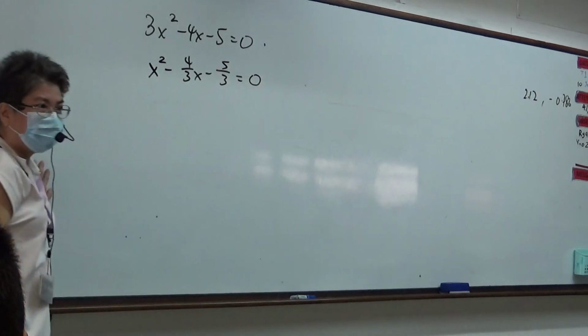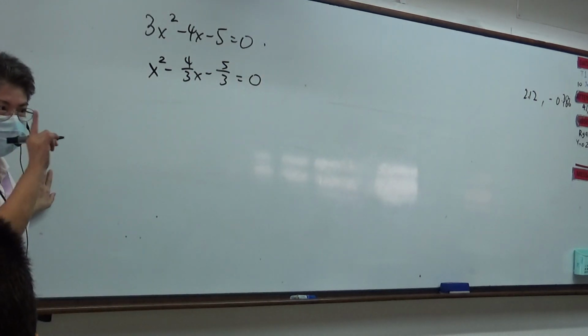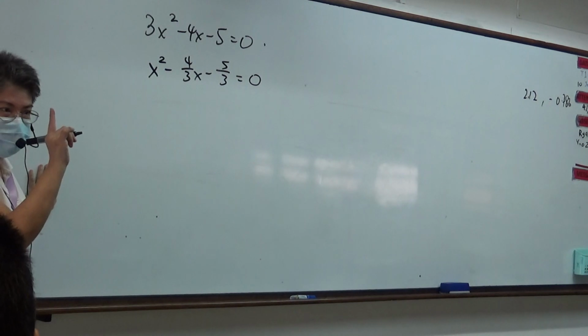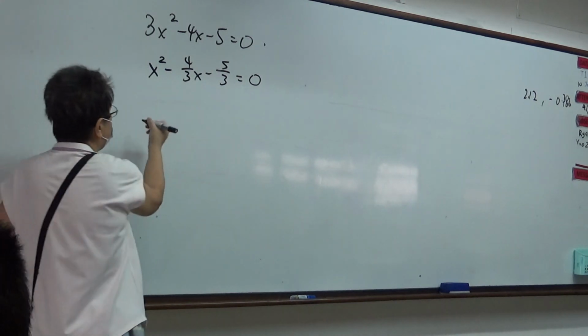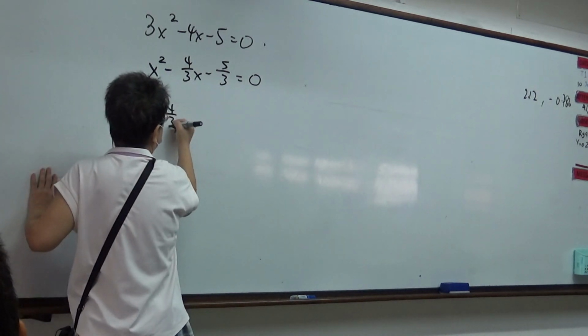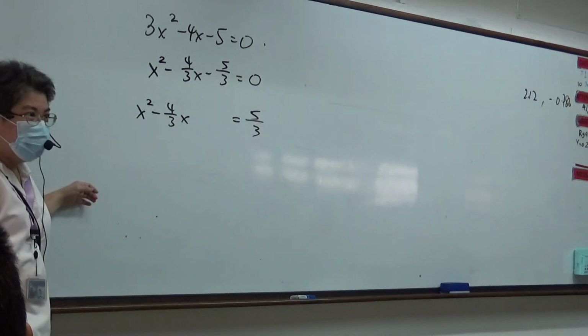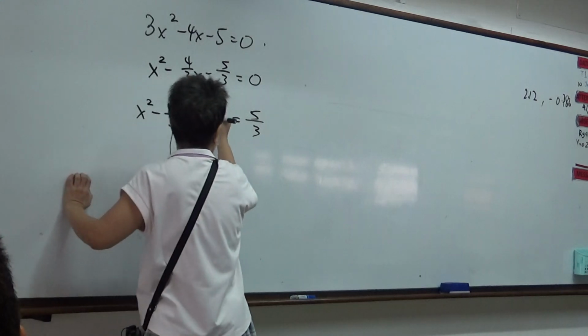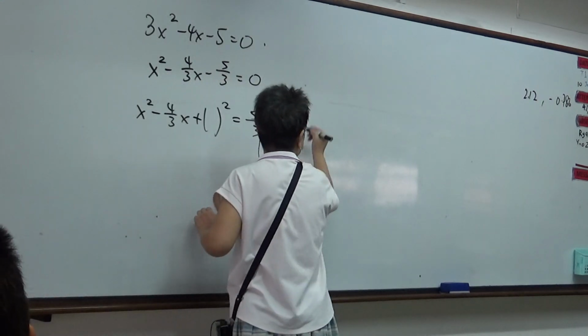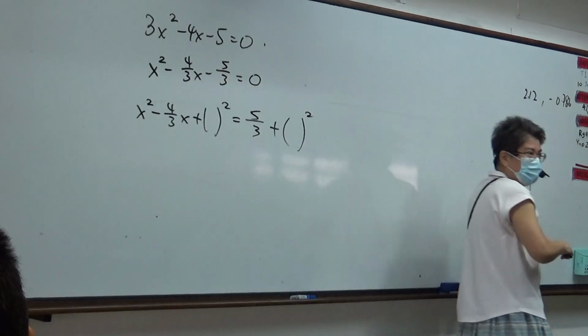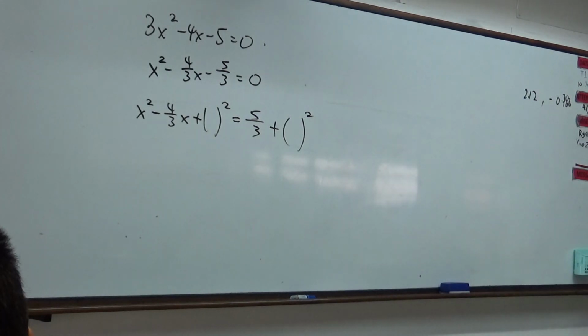Right? Correct? Don't copy yet. I'll give you time to copy. There is no point copying when you don't know what I'm talking about. So x squared minus 4 over 3x will be equal to 5 over 3, right? Remember? Then I must plus something squared. I must do the same to both sides, right? What is the number that I will fill in?